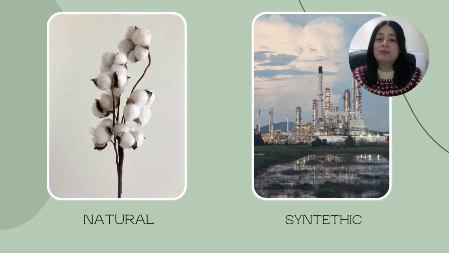And synthetic fabrics are produced chemically in a lab or in the industry, and they normally came from petrochemicals. Natural dyes, as I said before, only work with natural fabric. So we're talking fabrics like cotton, linen, and wool.